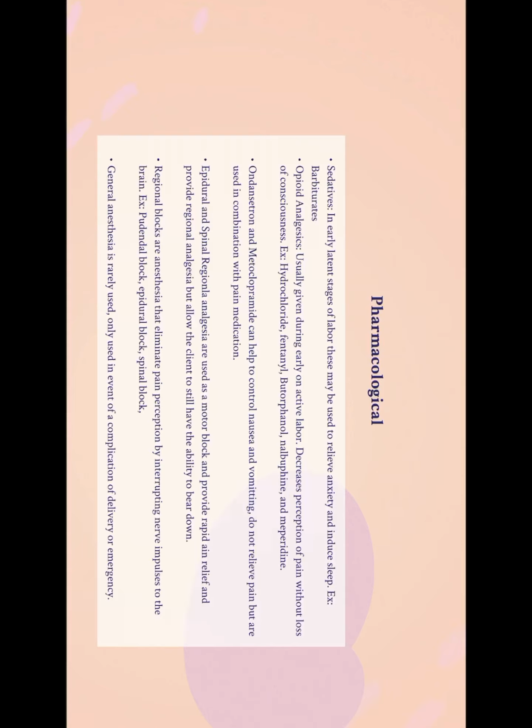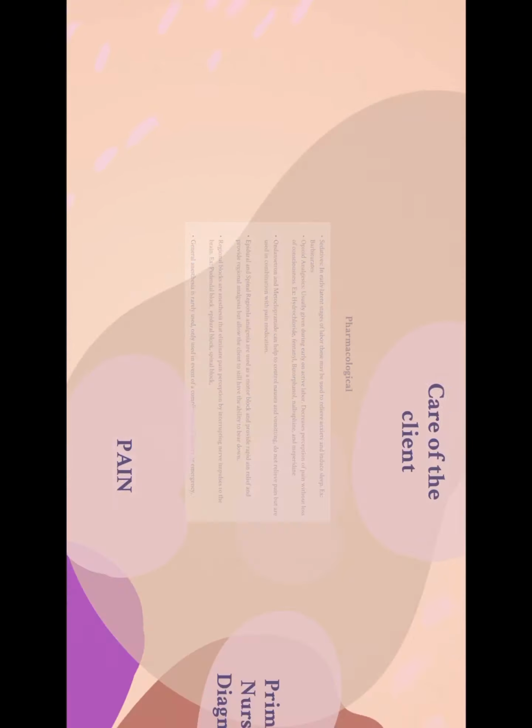We have epidural and spinal regional blocks, or analgesia. Epidural and spinal regional analgesia are used as motor blocks and provide rapid pain relief and regional anesthesia, but allow the client to still feel the contractions and have the ability to bear down still. We also have regional blocks, which are anesthesia that eliminate pain perception by interrupting the nerve impulses to our brain. And then general anesthesia, which is rarely ever used unless it is a complication of delivery or an emergency.